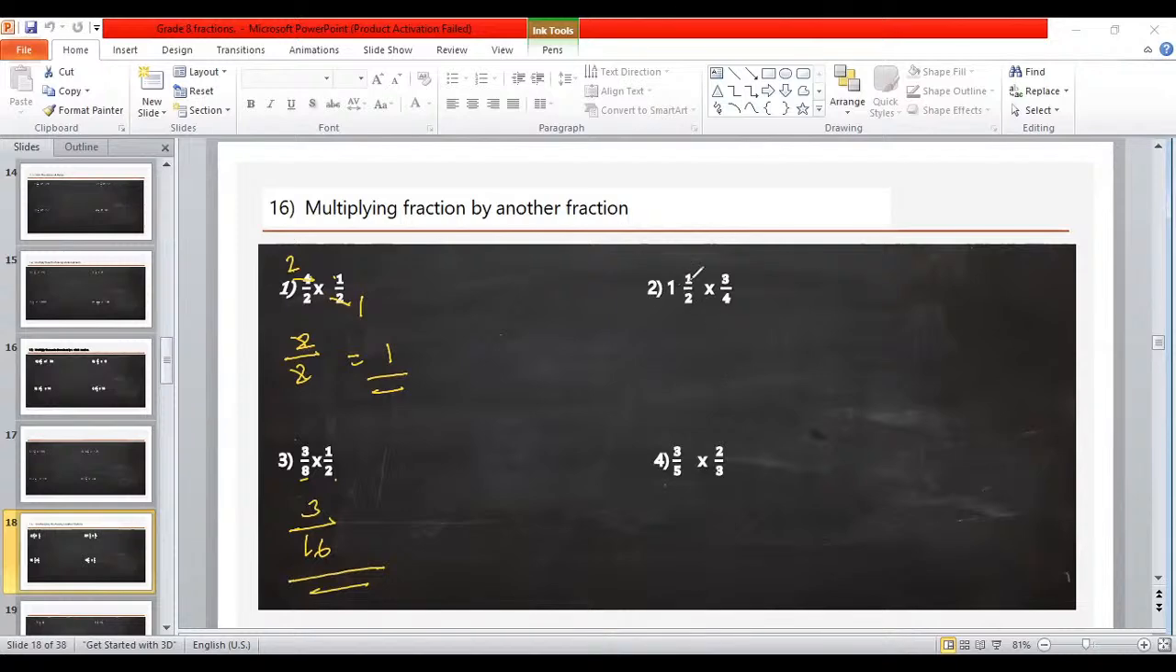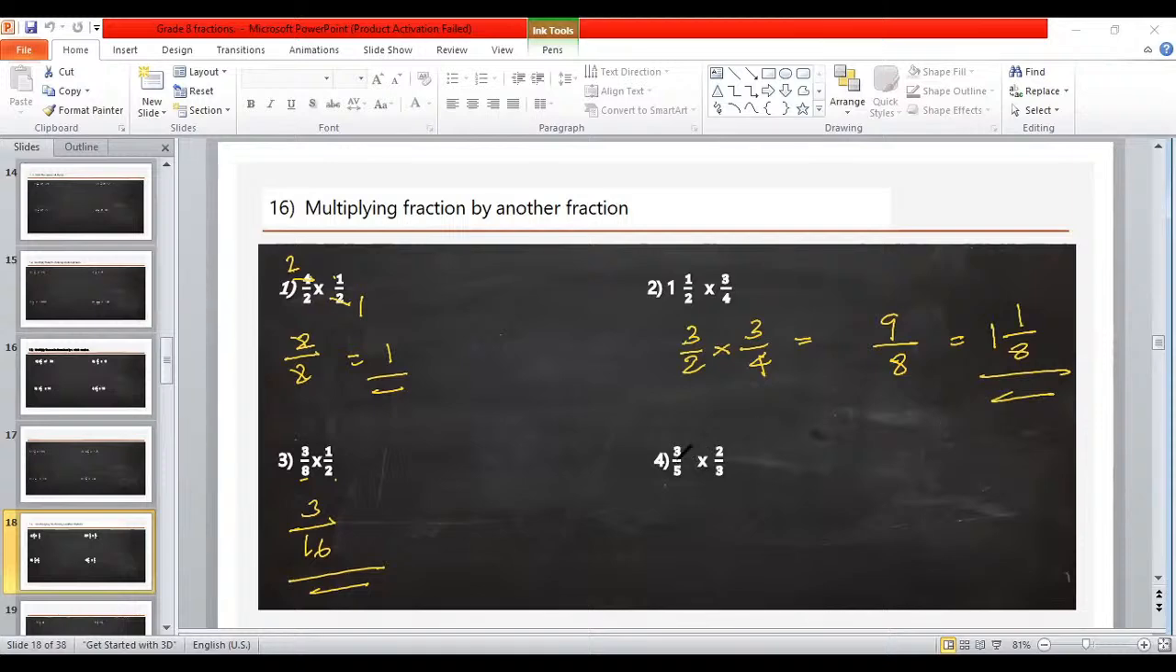2 times 1, 2 plus 1, 3 over 2 into 3 over 4. Now carefully look at the over the line and below the line. Are they simplifying? No. So you can write 3 times 3, 9, 2 times 4, 8. So write the answer as a mixed fraction. For 9, how many 8's are here? 1. 1 remain, 8. 1 and 1 over 8 is the answer here.